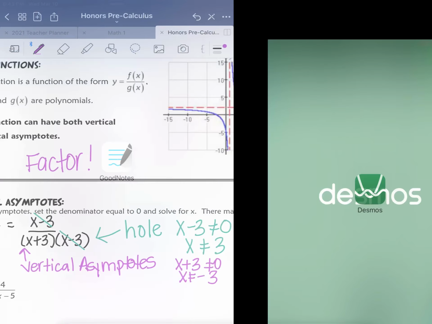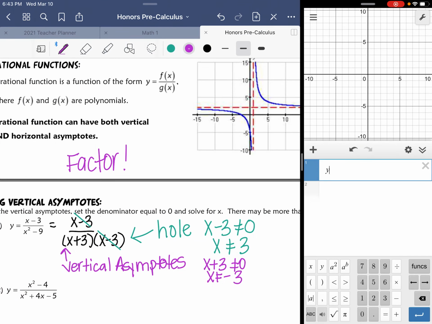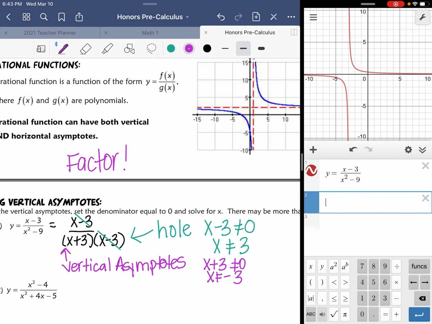Excuse me, guys. Let me get Desmos pulled up. I'm going to have this graph so we can see it. So I have y equals, and then in the numerator I have x minus 3, and then I have x squared minus 9. So I can clearly see that I have a vertical asymptote at x equals negative 3, which is where we said we would have one because that was the value left over in the denominator. But where do I have a hole located?